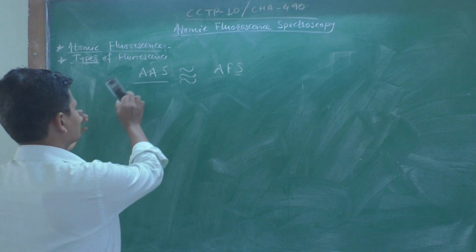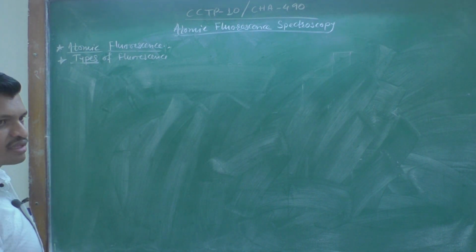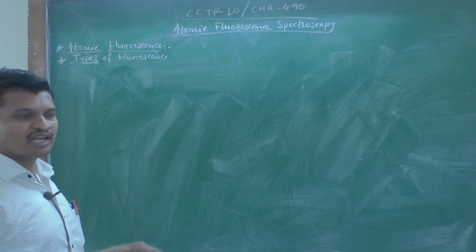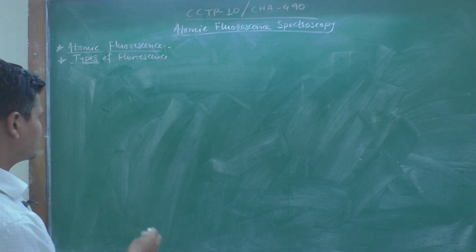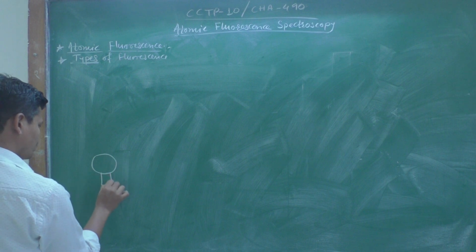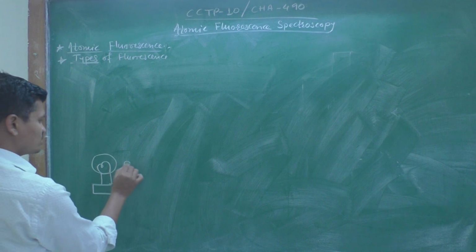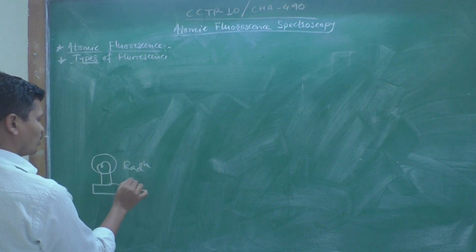So what are the components that we are going to see? As our atoms are absorbing radiations, there must be a radiation source, let us say a lamp. So the lamp is there as the radiation source.